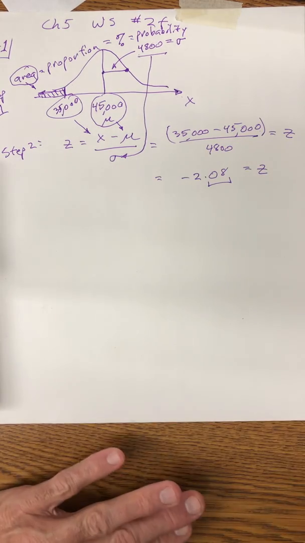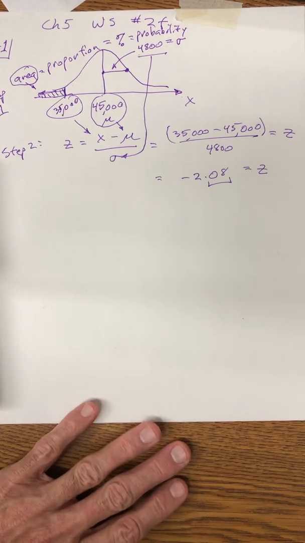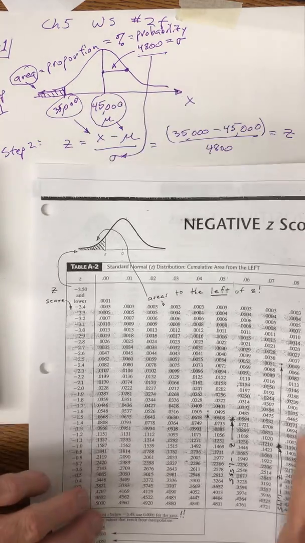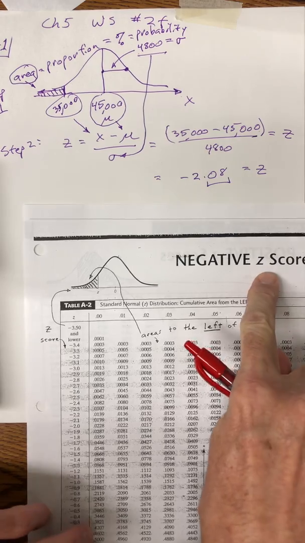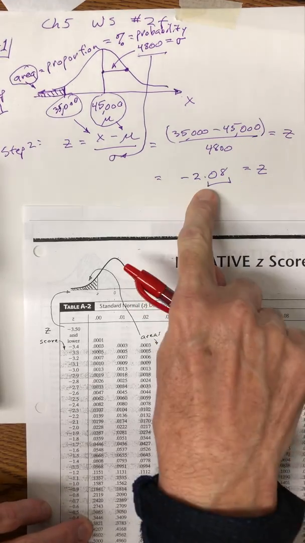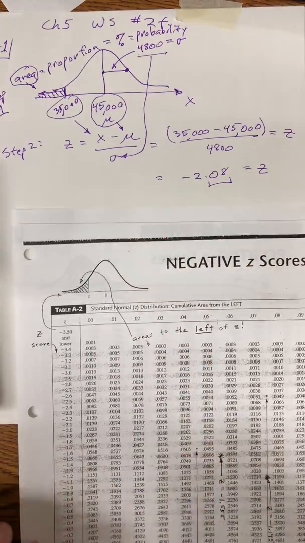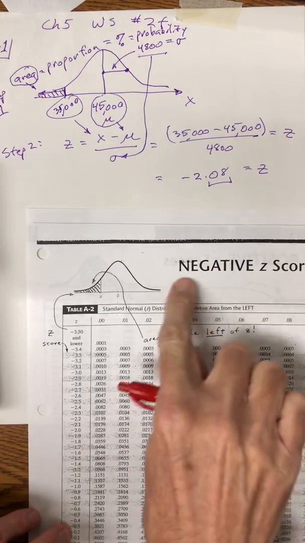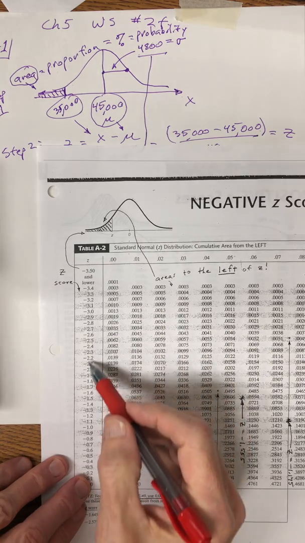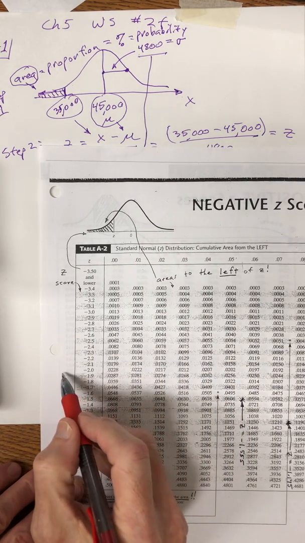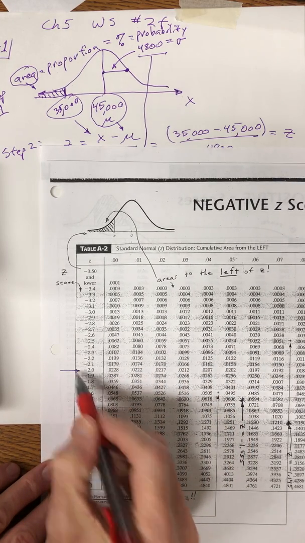Okay, so once we have Z, then we're gonna go to the Z table. Once you get Z, you're gonna go to the Z table. So I'll say that over and over and over again. You find Z, go to the Z table, okay? So we have a Z of negative 2.08, and you wanna go to the negative side of the Z table, and we're gonna look down this negative side until we get to negative 2.0. So right here is negative 2.0.